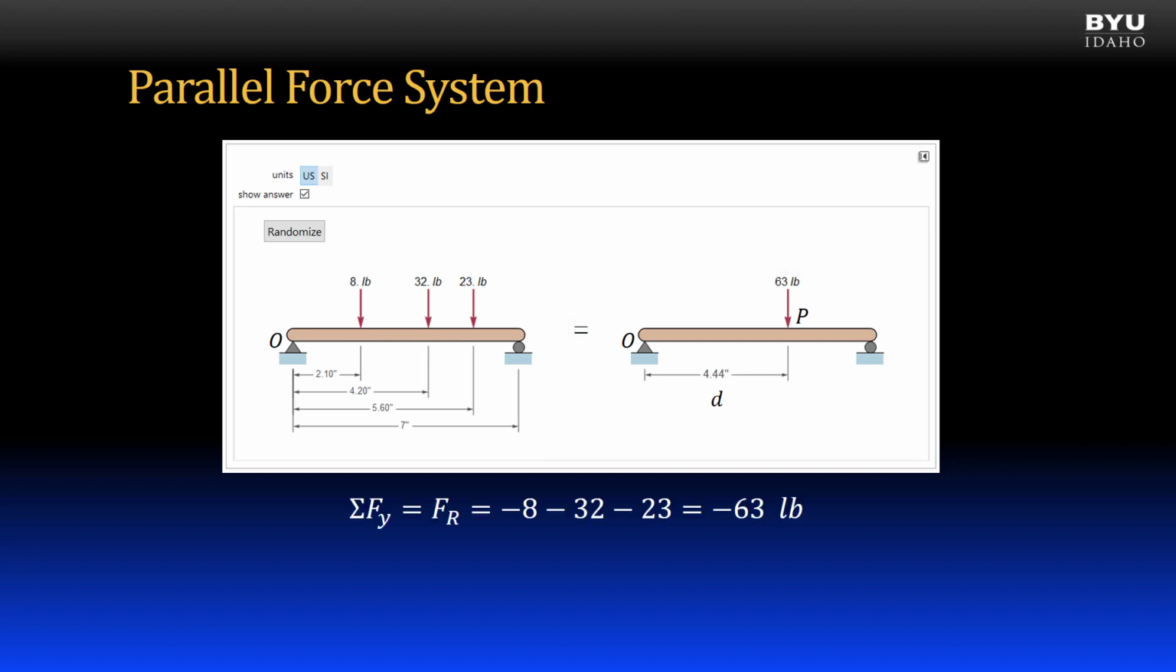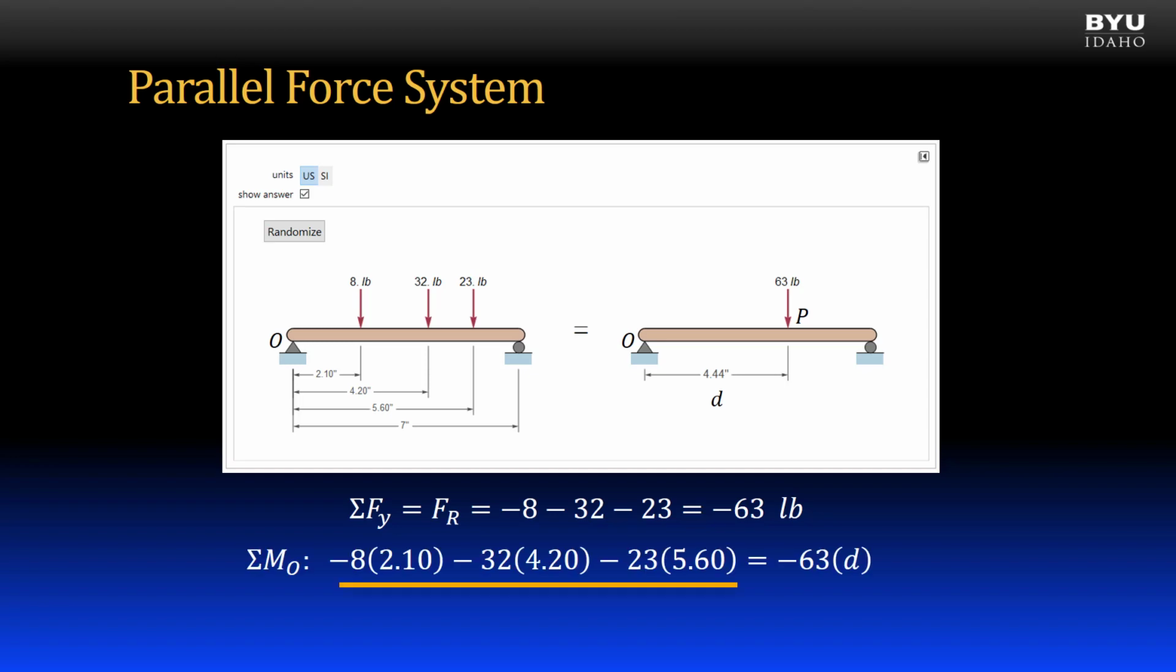The resultant force was found by summing the 3 forces. The location of point P relative to O was found by summing moments about point O. On the left side of the equal sign is each force times its moment arm. All are negative based on the right-hand rule convention. On the right of the equal sign is the resultant force times the moment arm distance d. Solving for d gives the distance 4.44 inches.